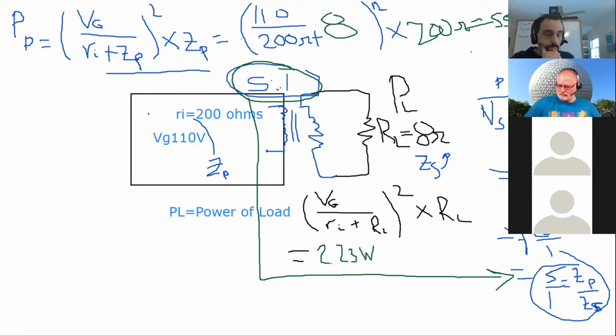That means RI and ZP are both the same thing. Yes. Just another way of putting it. Yes, that's correct.